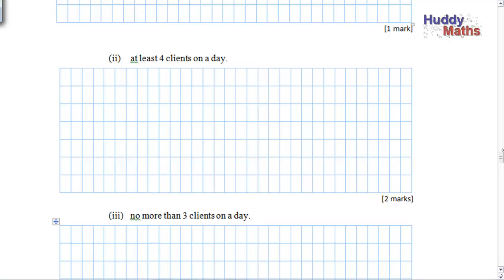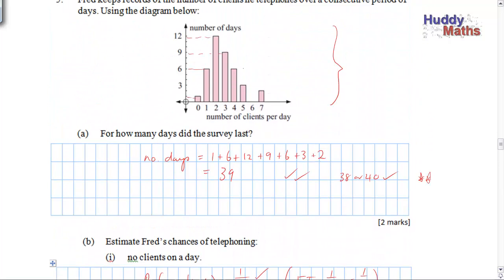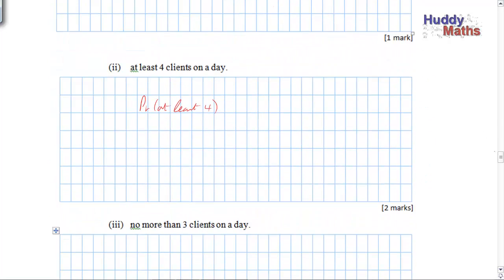Okay, at least 4 clients a day. Well, we're going to have to add them up. At least 4. So if we go back up there and count them up, at least 4 means this one at least includes them. So if you look at that, that's 2 plus 3 plus 6 is 11. At least 4 is 11 out of 39. Or watch for the follow through. Right, if you didn't get this, you're allowed to have whatever number you had there.